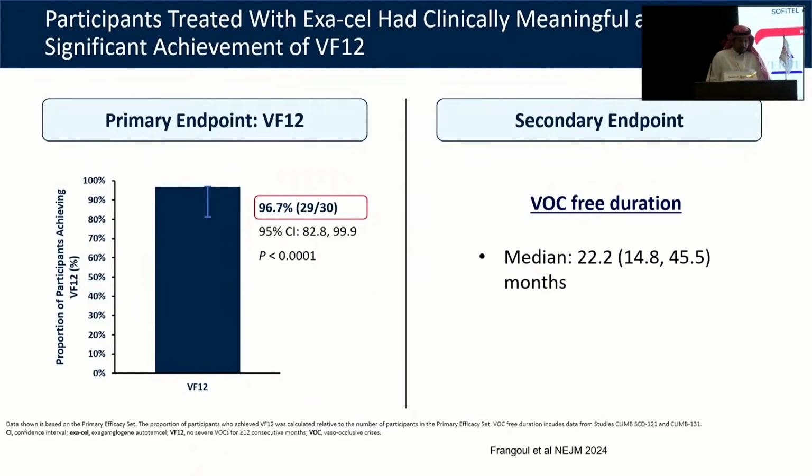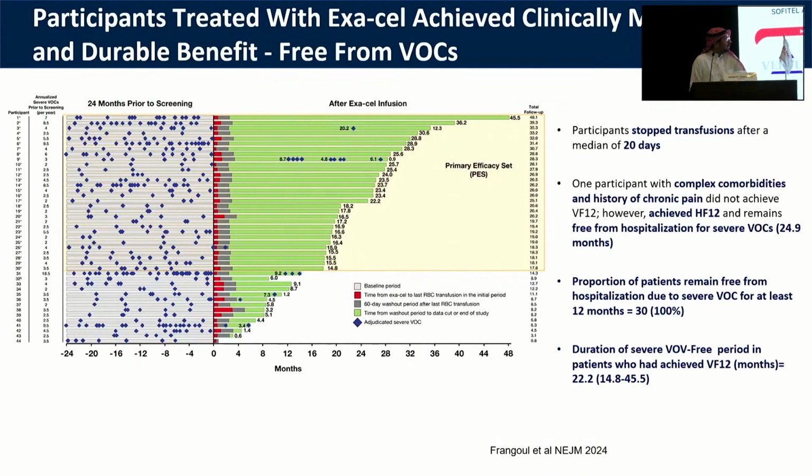So what is the result? The primary endpoint, which is the patient being free from vaso-occlusive crisis for 12 consecutive months, was reached in around 96.7%, with a median duration around 22 months. Here you can see the blue dots represent the attacks of vaso-occlusive crisis. After XSL infusion, you can see the number of blue dots decrease, so the number of vaso-occlusive crises decreases.